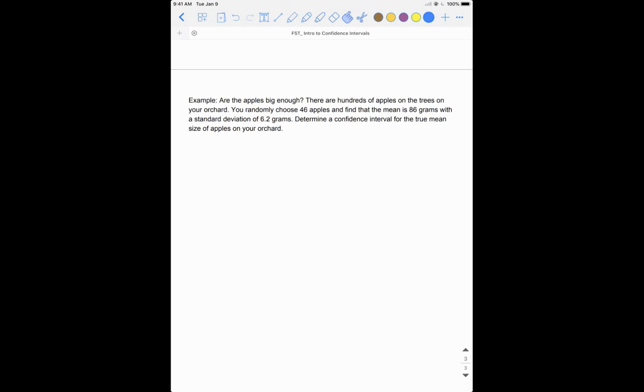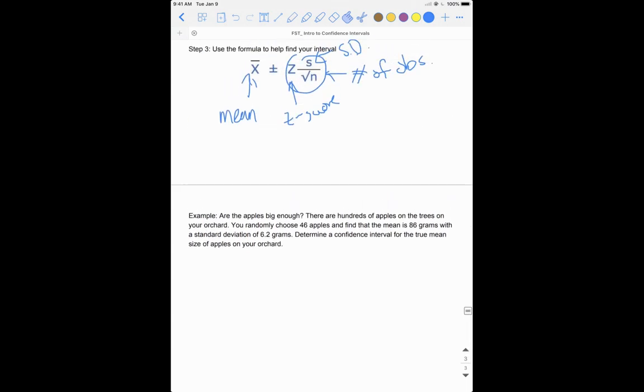All right, so we want to know, are your apples big enough? You own hundreds of apples on trees in your orchard, right? Congratulations, your family owns an apple orchard. Even though I feel like people most commonly go there for the donuts and cider, you own an apple orchard with a bunch of apples, and you want to know if yours are going to be big enough, right? So you randomly choose 46 apples and find that your mean is 86 grams with a standard deviation of 6.2 grams. And we want to determine a confidence interval to determine where the true mean size of apples for your orchard lies.